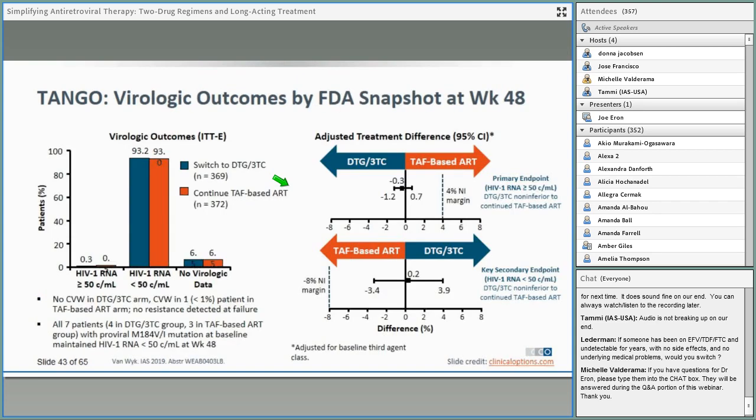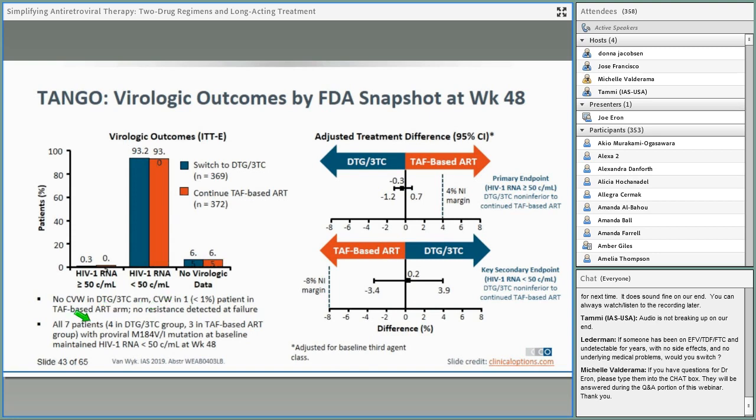And this past summer at IAS, we saw the results of this study. And basically the results were very, very comparable. I don't think you can get them more comparable. Blue is dolutegravir 3TC. Red is continued TAF-based therapy. There's no difference here. There was 0.03, which is 1 person that actually had HIV RNA greater than 50 copies after entry. That's a single patient. For the 3-drug arm, I think there were a couple patients that had detectable viral load.